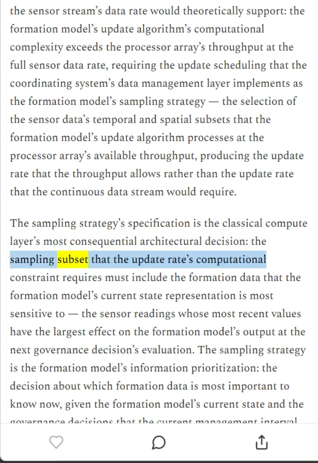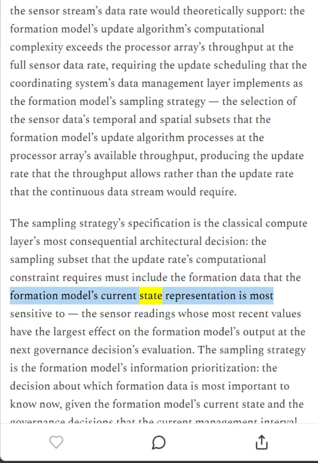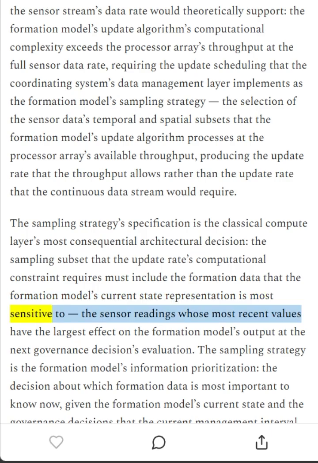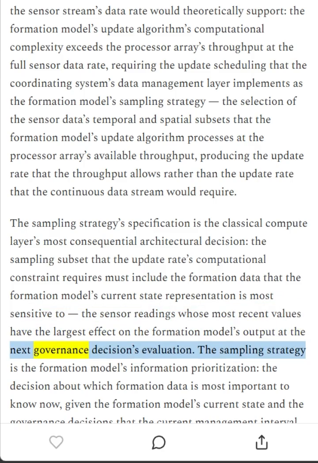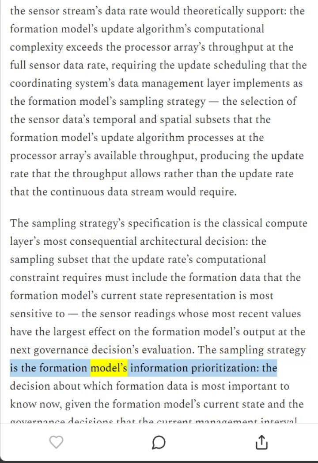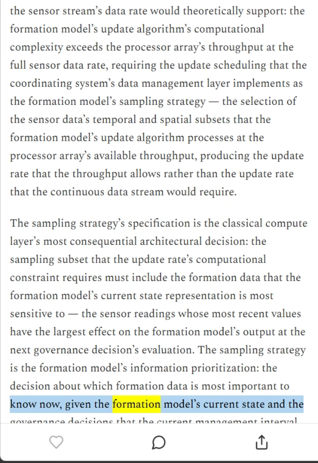The sampling subset that the update rate's computational constraint requires must include the formation data that the formation model's current state representation is most sensitive to. The sensor readings whose most recent values have the largest effect on the formation model's output at the next governance decision's evaluation. The sampling strategy is the formation model's information prioritization, the decision about which formation data is most important to know now, given the formation model's current state and the governance decisions that the current management interval requires.